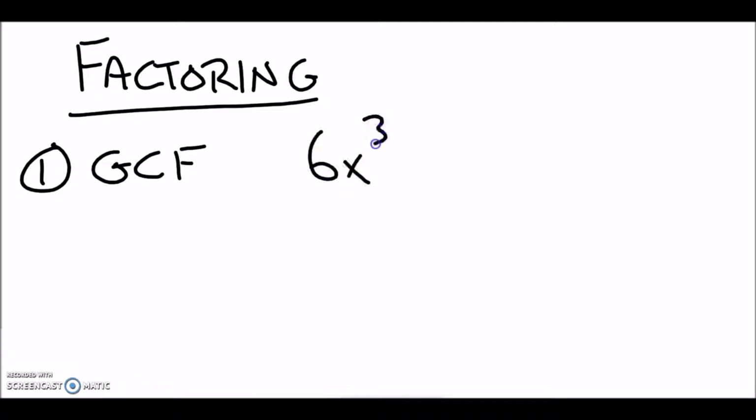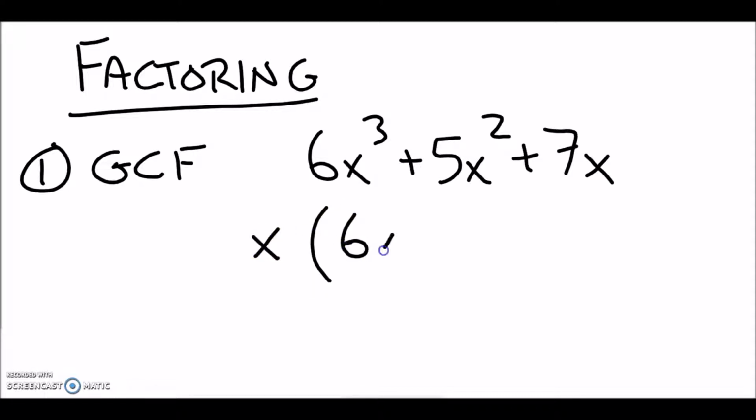Let's look at an example like this, 6x cubed plus 5x squared plus 7x. What we should notice is that we have an x in every single term, so we can factor that out to the front, which leaves us with 6x squared plus 5x plus 7. Really what I'm doing is dividing each term by the x. That's how I get the 6x squared, the 5x, and the 7.